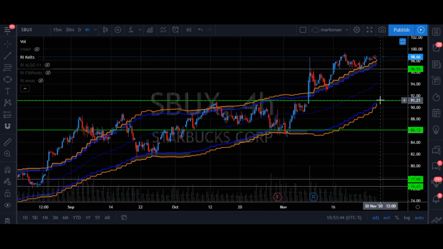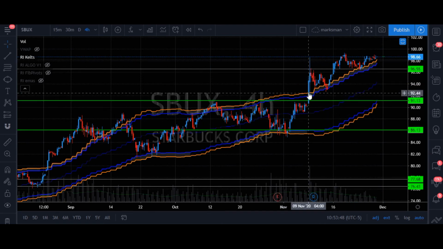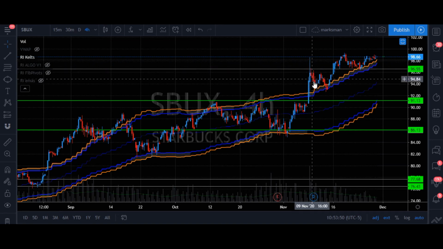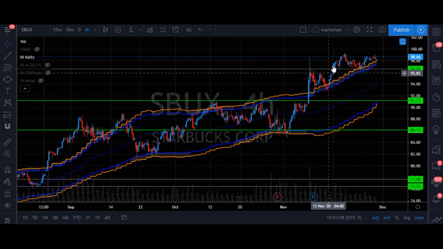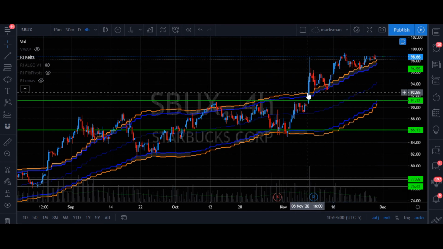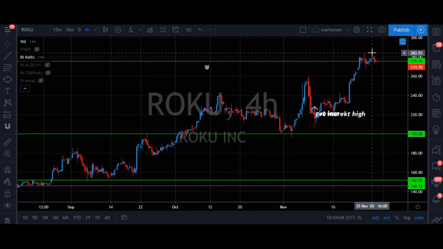We got Starbucks. You can see Starbucks came out, broke out of it, and like I said, you break out of that, you usually get a push. We come down, we support it. So you could have taken a play right here for a swing trade. You're looking at those support levels, comes down, supports, and right now we're just cruising along the top of that daily Keltner channel. Let's go through a couple more.